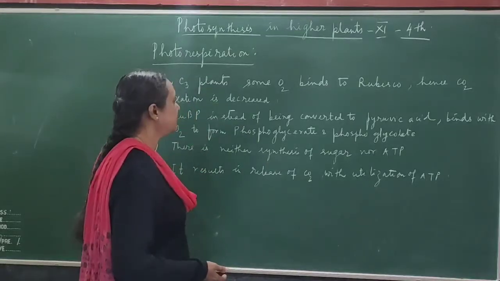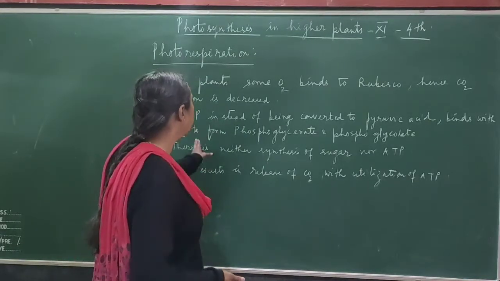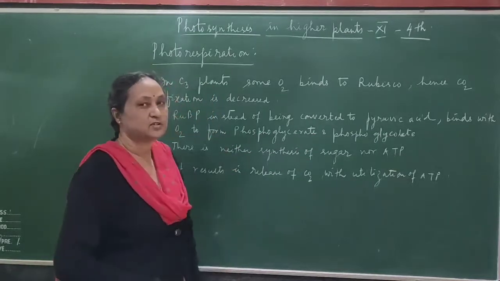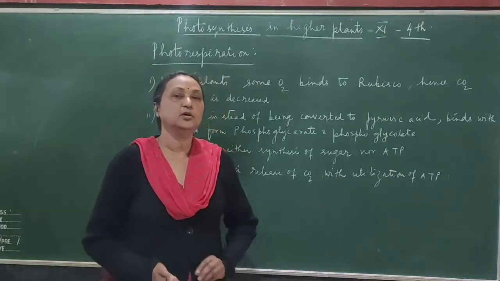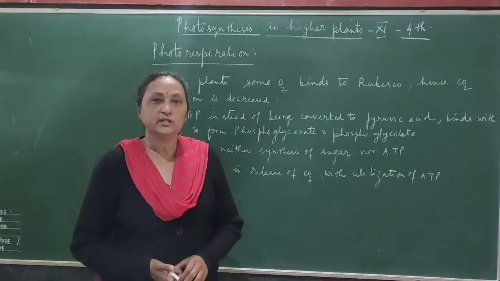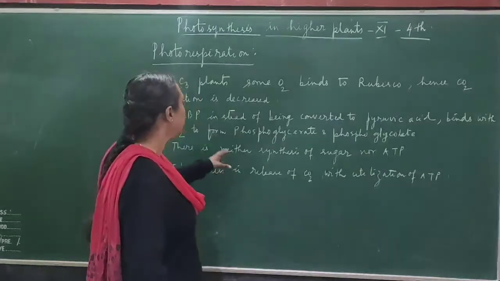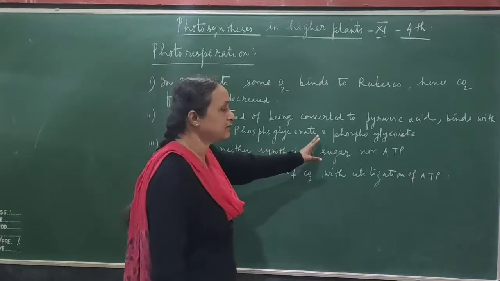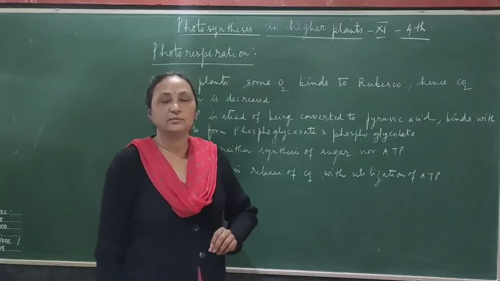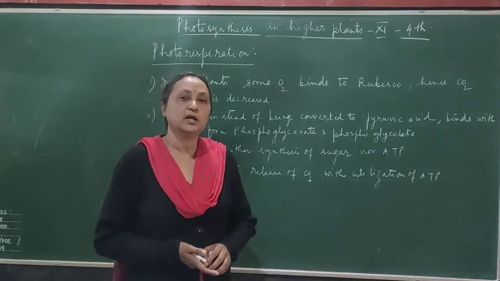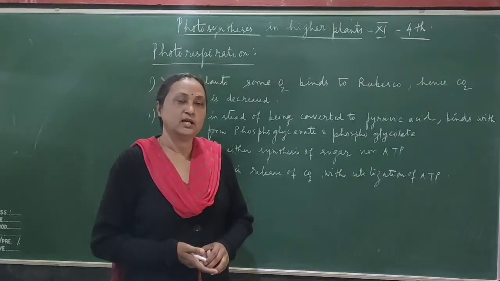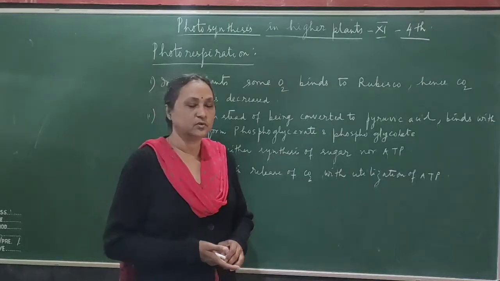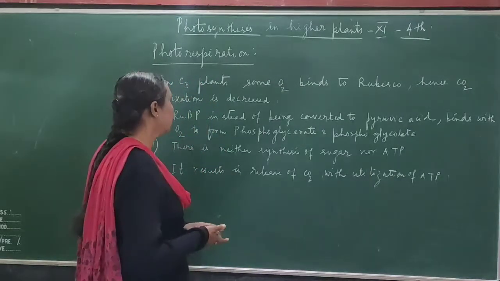Ribulose bisphosphate, instead of being converted to the usual product, binds with oxygen to form phosphoglycerate and phosphoglycolate. Ribulose bisphosphate is the first compound which accepts carbon dioxide. Here, in place of entering the Calvin cycle, it produces these compounds by combining with oxygen. The organelles participating in the process are the chloroplast and the peroxisome. The chloroplast is present in the green cell, and the peroxisome is present in the cytoplasm. These two organelles participate in the process.